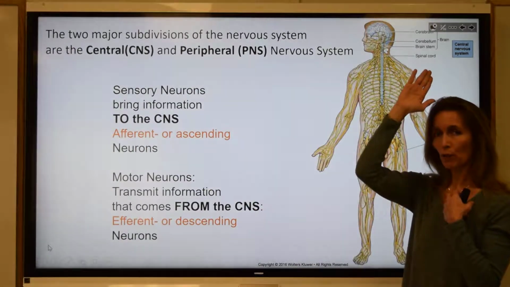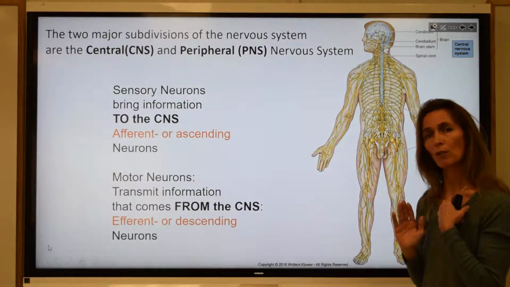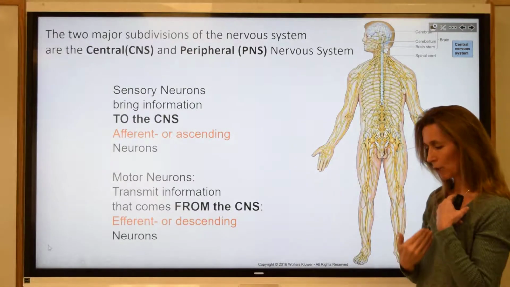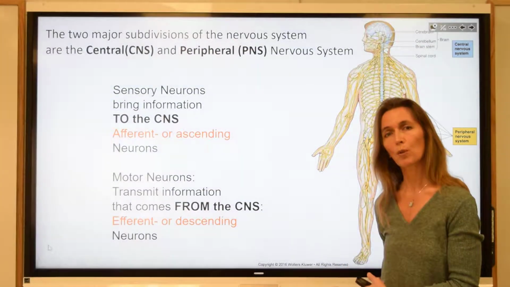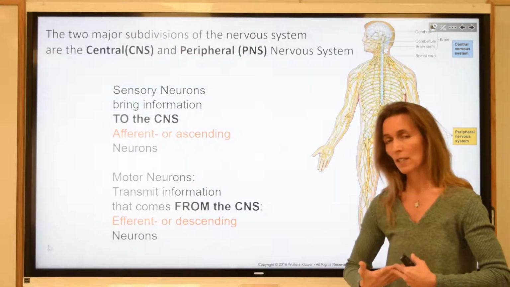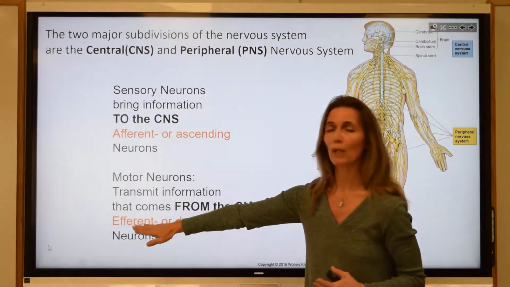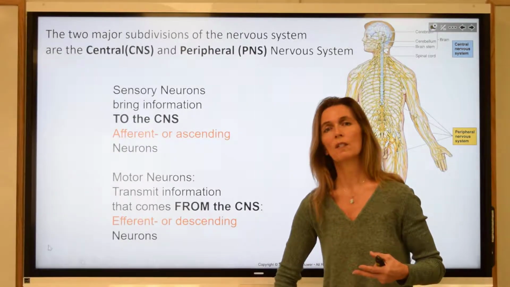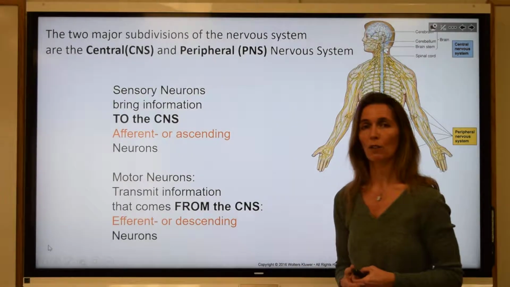Information that comes down from our central nervous system, for example, if you want to initiate movement, comes from your central nervous system, is sent down to your spine, then synapses or contacts onto motor neurons, and this information is sent out from the central nervous system. This is what efferent neurons do. So they send information from the central nervous system into the periphery. So efferent or descending neurons.